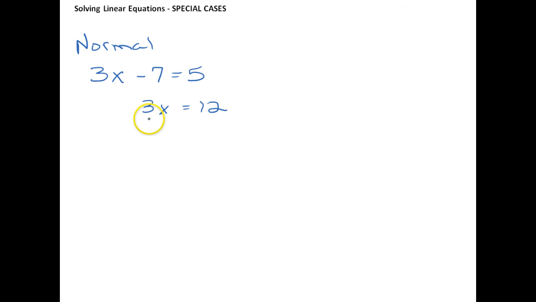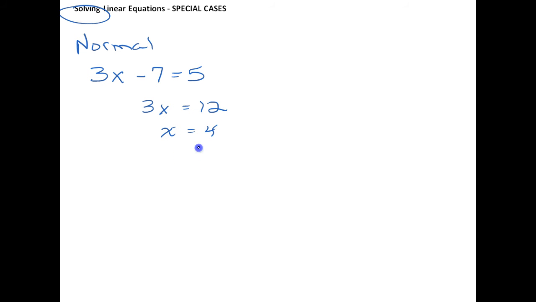Alright, we're going to talk about solving linear equations, special cases. Now, a normal linear equation is going to look like this: 3x minus 7 is equal to 5. You add 7 to both sides, doing the opposite operation or inverse operation, and you divide both sides by 3, x equals 4.